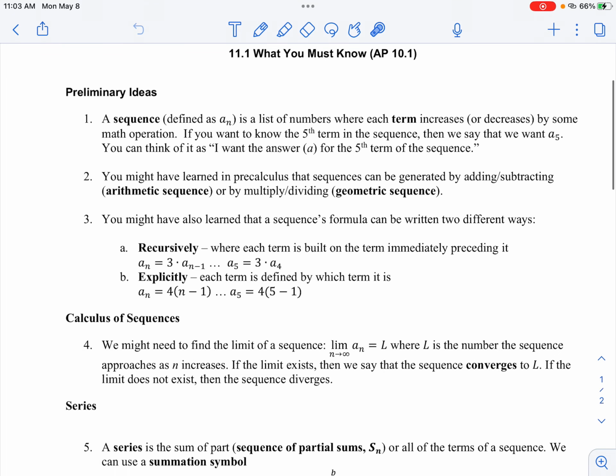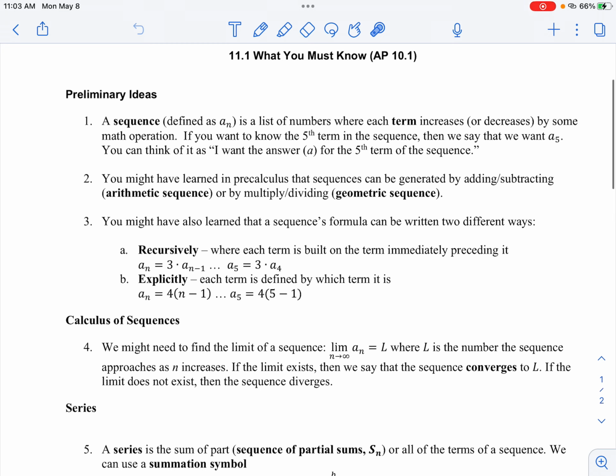Now we'll look at Unit 10, and Unit 10 in calculus is all about series. Series are whenever we have lists of numbers that we add together. And this is an intense, big unit with all kinds of things to learn.